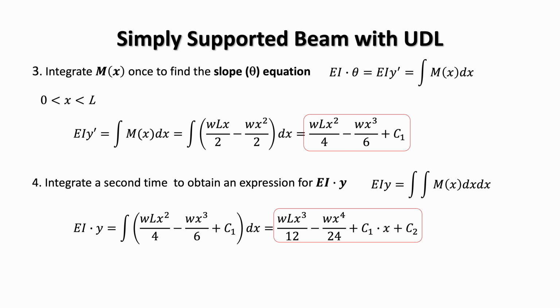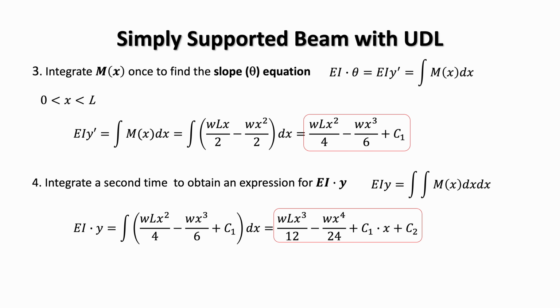We can then take that expression that we just got and integrate it. When we integrate it, we obtain the deflection equation. Carrying out this integration also introduces a second constant of integration, C2. So at this stage, our expression for EI times the deflection is WLx cubed over 12 minus Wx to the power of 4 over 24 plus the first constant of integration, which has been integrated, so now we get C1 times x, plus the second constant of integration, C2.